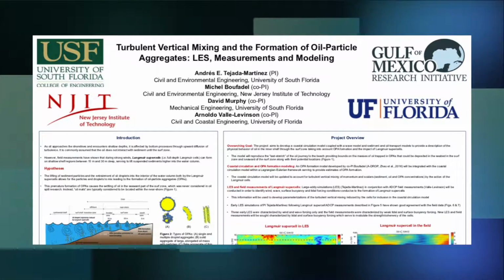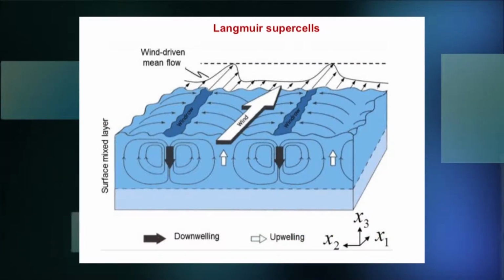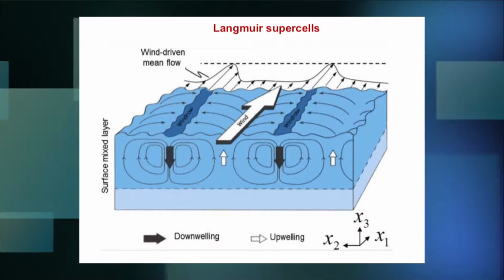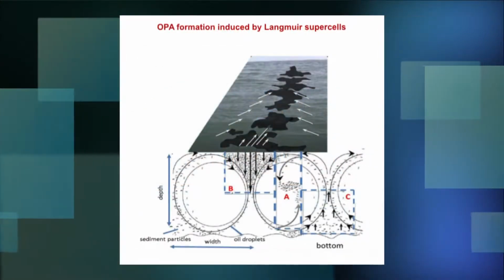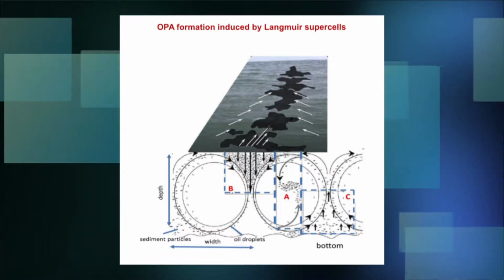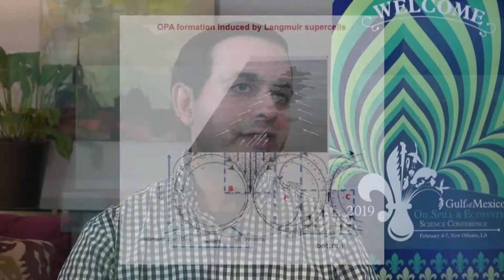And the Langmuir circulation consists of parallel counter-rotating vortices roughly aligned in the direction of the wind. And these are generated by the interaction between the waves, especially the Stokes drift shear induced by the waves, with the shear induced by the wind-driven current. And so the goal of the project is to focus in and understand the dynamics by which these Langmuir cells can promote the mixing between sediments and oil droplets, and ultimately the formation of these oil particle aggregates.